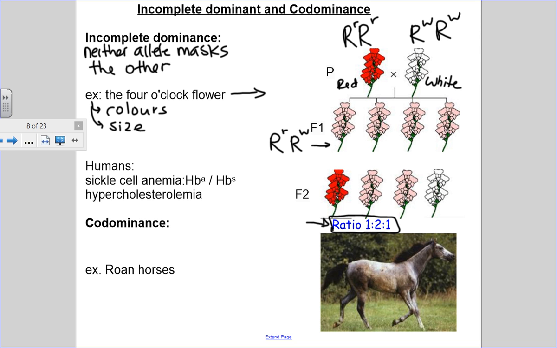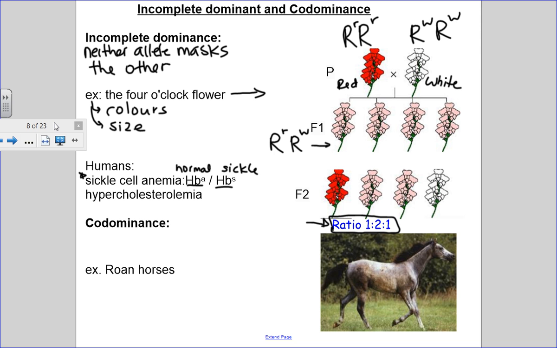In humans, there's a couple of conditions. Sickle cell anemia is the one that gets used as the example quite a bit. In sickle cell anemia, there are two alleles. HB stands for hemoglobin. The A is normal, and the S is the sickle cell one. If a person had two copies of the normal allele, they would not have sickle cell. If they had one of each, they would have sickle cell condition, we would call it. It's not as bad. If they had two copies of the sickle allele, they would have the full-blown disease, sickle cell anemia, which is worse.